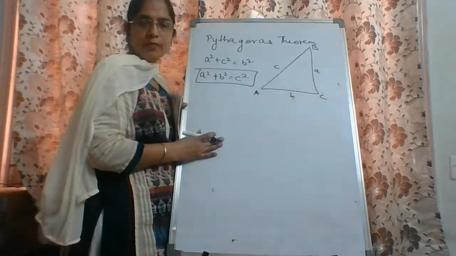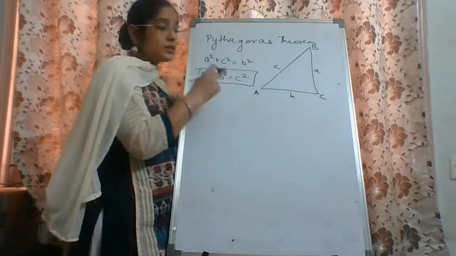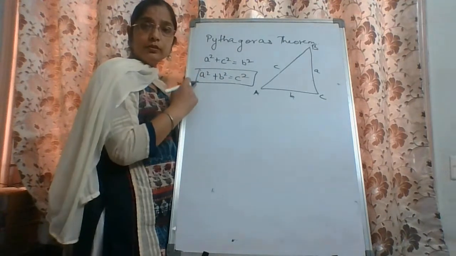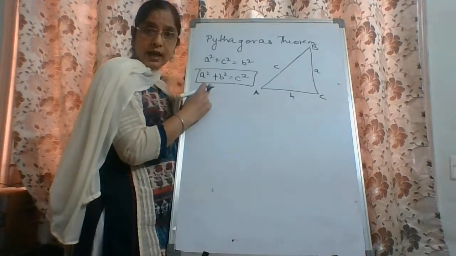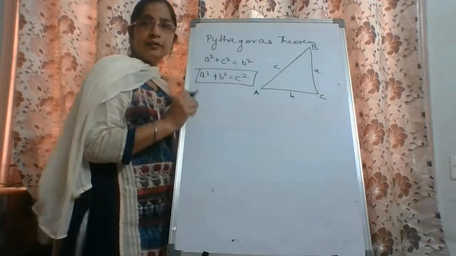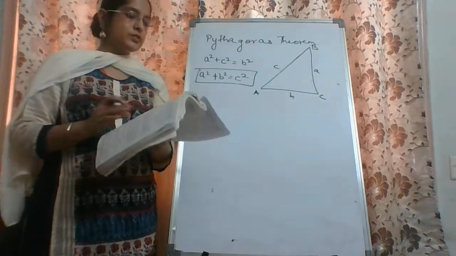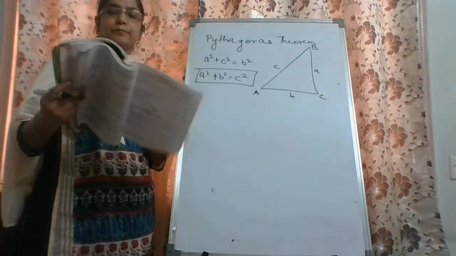And the converse of the Pythagoras theorem is, if this condition is satisfied, if the square of the hypotenuse is equal to the sum of the squares of the other two sides, then we conclude that it is a right angle triangle. Now let us come to questions related to this.